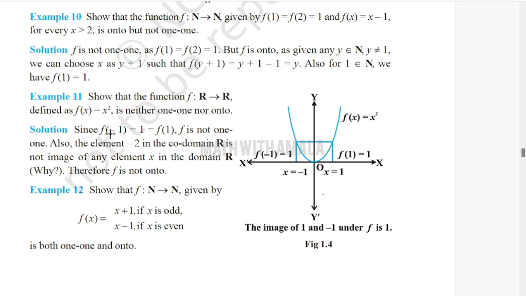Now let's say for 1 belongs to N also. Here we can see that f of 1 is equal to 1. By this reason also we can say it is an onto function.